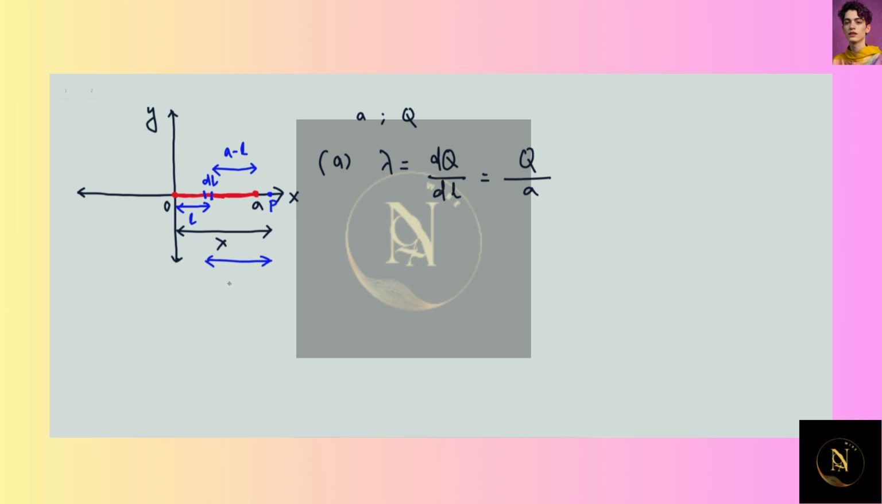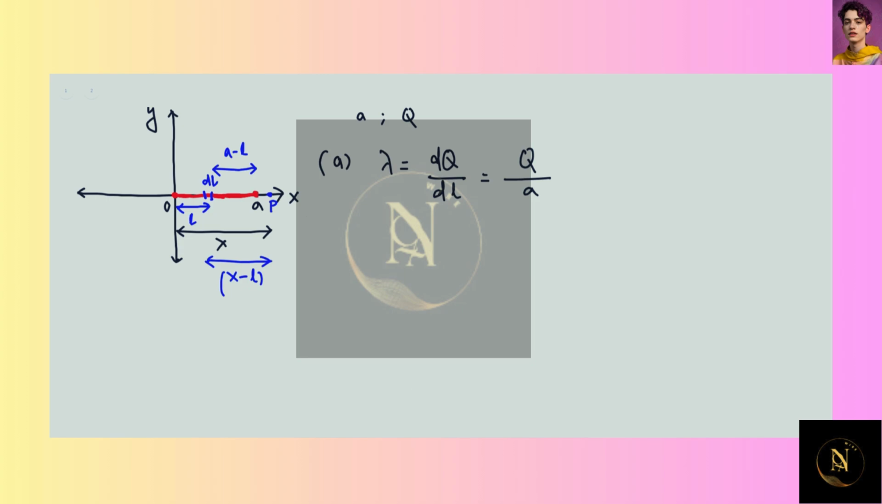So the distance of dl from P is equal to x minus L. So this is the distance of dl from P.